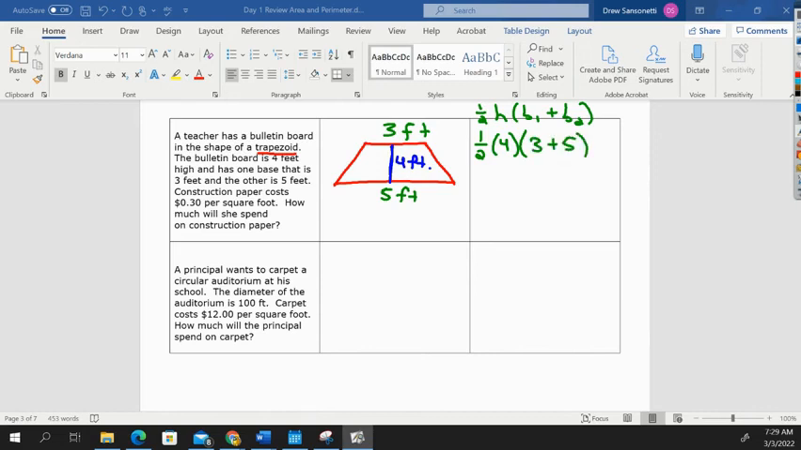3 plus 5 makes 8. So we'll have 1/2 times 4 times 8. And if I multiply those together, we're going to get 16. So it's going to be 16 feet squared in total that we need. But we have to go buy this material. So let's do 16 times 30 cents, and we'll get our final answer. 16 times 0.3, or 30 cents, means it's going to cost us $4.80 to build our little bulletin board.